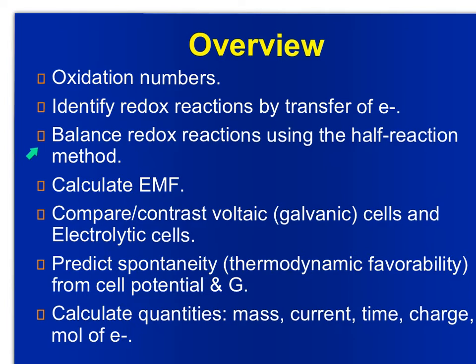We're going to balance redox reactions using the half reaction method, calculate the EMF, and compare and contrast voltaic, also called galvanic, also called electrochemical cells, and electrolytic cells. We will predict spontaneity, thermodynamic favorability from cell potential and ΔG, and we'll calculate quantities: mass, current, time, charge, number of moles of electrons transferred.